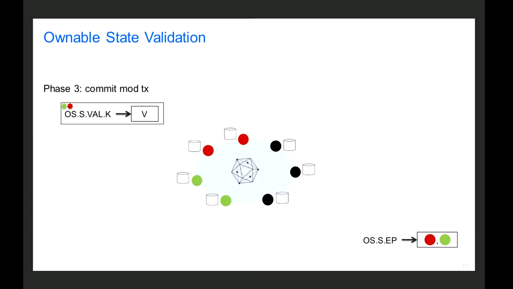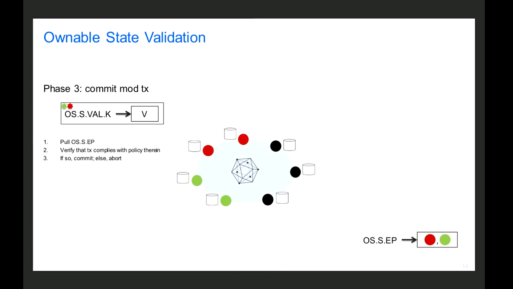And then in phase 3, we can commit the application transaction. So we can set the key K to the value V of this ownable state, and we present to the network the two signatures by red and green.